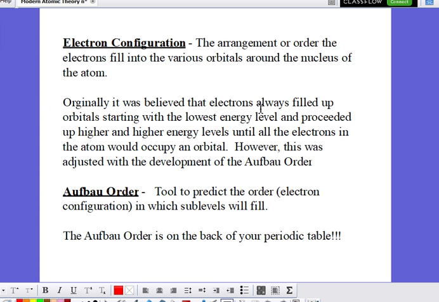So we're going to spend most of our time doing electron configurations. And electron configurations are writing out the order in which the electrons are filling up, and describing exactly where these electrons are around the nucleus. And we'll go through how to do this. We're going to use Aufbau's order. Aufbau's order is actually on the back of your periodic table. So let's pause the video and you guys get out your periodic tables.